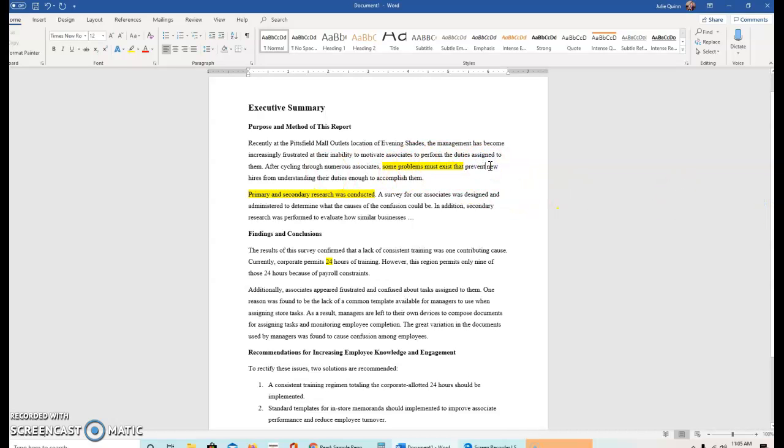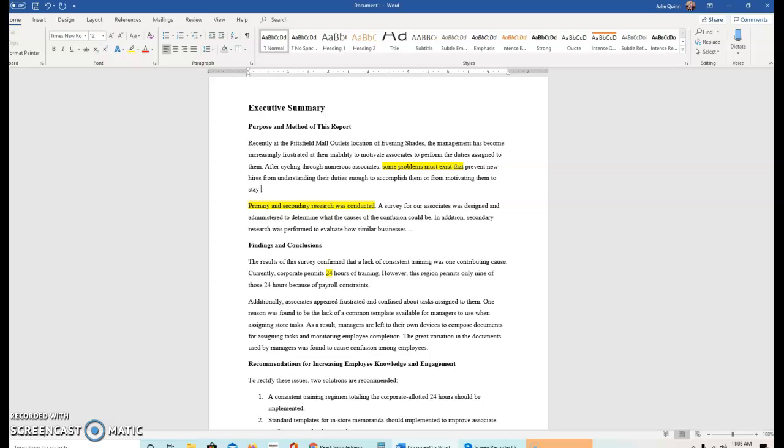Some problems must exist that prevent new hires from understanding their duties enough to accomplish them, or from motivating them to stay well and accomplish duties. I thought that I wanted to sort of draw that discussion out a little bit. Remember the purpose of the research and then the method.